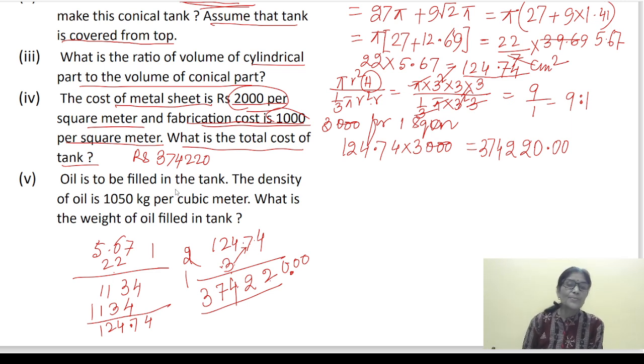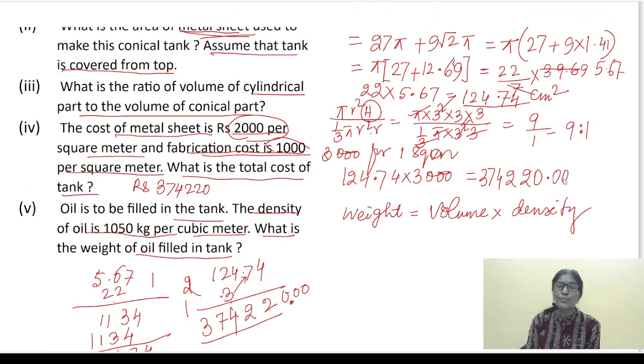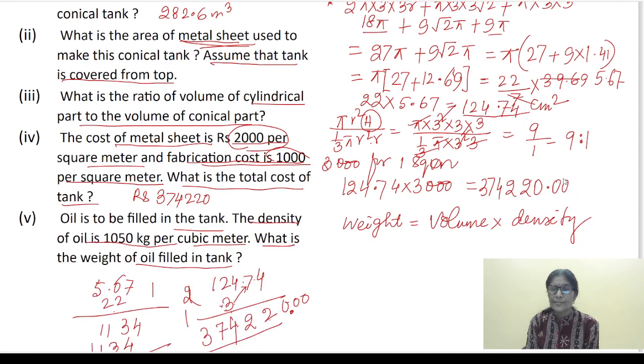Next is, oil is to be filled in the tank. That means you are putting oil inside the tank. The density of the oil is 1050 kg per cubic meter. What is the weight of the oil? So weight is equal to volume into density. We have already calculated the volume. Volume was how much? The volume total was 90 pi.